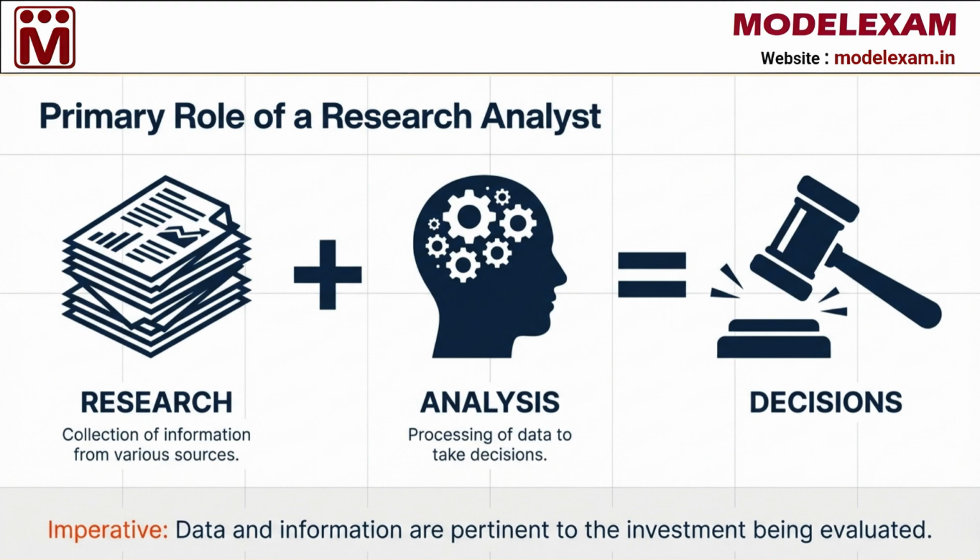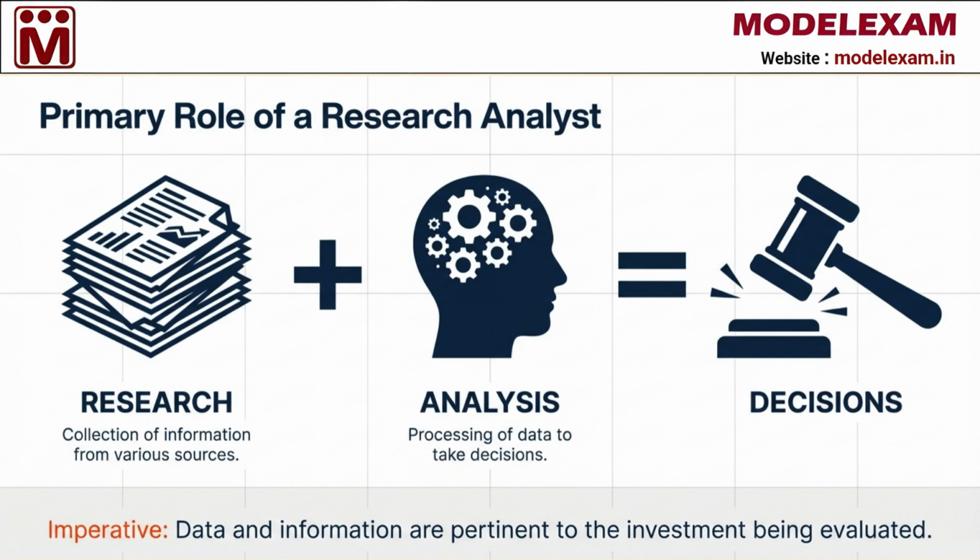To visualize exactly how this works, we can look at a simple equation. The job is a combination of two main activities that lead to a result. First, we have research plus analysis equals decisions. Research is the collection of information from various sources. Analysis is the processing of that data to figure out what it means. When you add these two together, you get a solid investment decision.